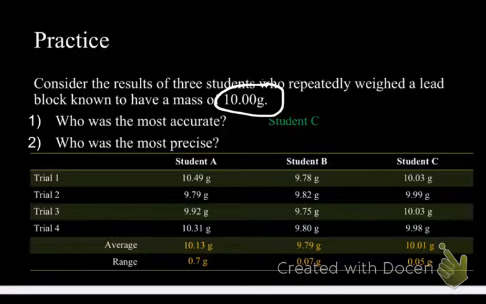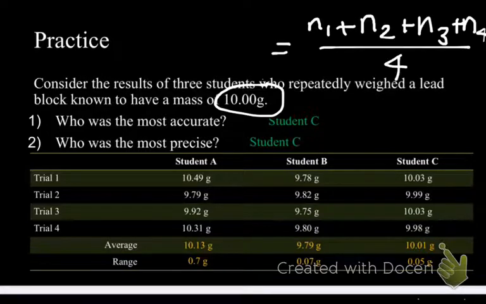And finally, for student C, we would take the largest value in the trial, which is 10.03, and the smallest value, which is 9.98, and that difference is 0.05. So in this case, student C is both accurate and precise. So remember, to find the average, you add up all the trials, so N1 plus N2 plus N3 plus N4 divided by 4.